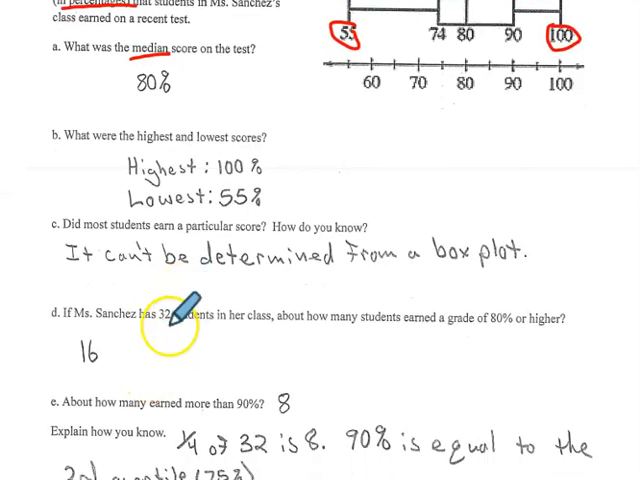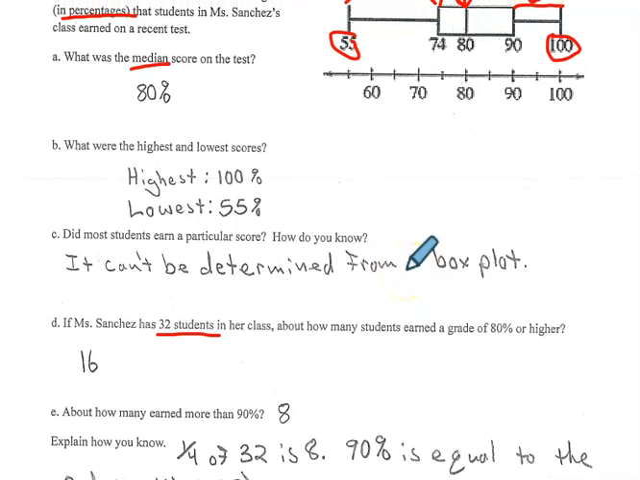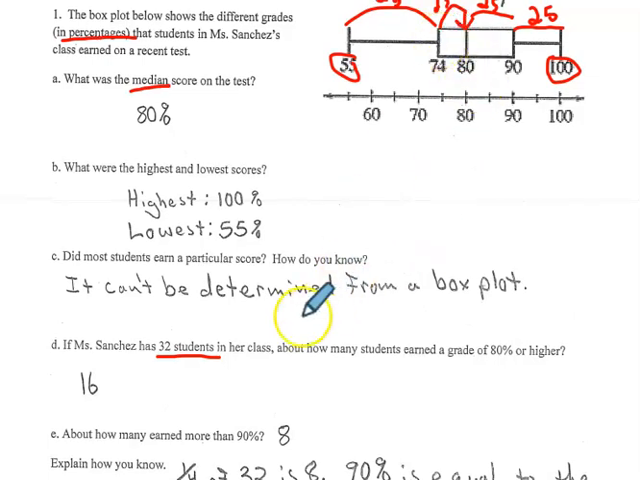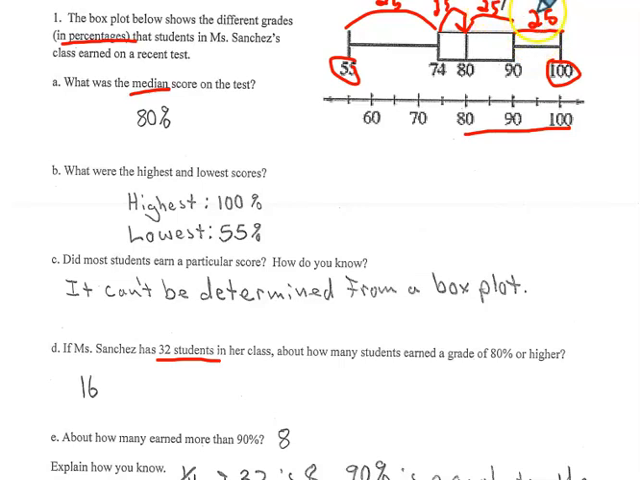Now, if Mrs. Sanchez has 32 students in her class, how many students earned a grade of 80% or higher? So if I scroll down a little bit, get back to here. So we know 80% or higher. So 80 is the median, which means this part of it right here, there's two 25s, that's 50%. What's 50% of 32? What's half of 32? 16.